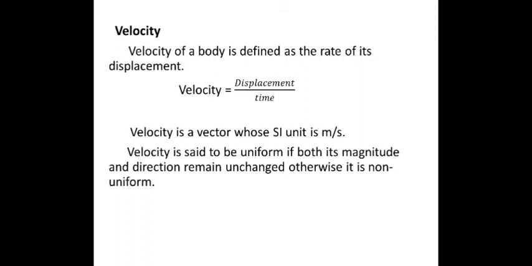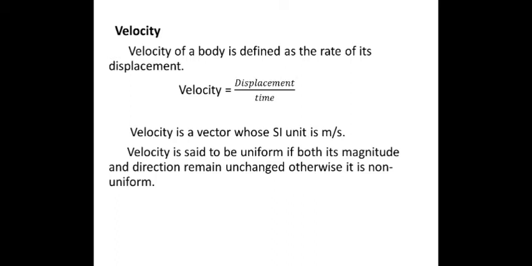And velocity is said to be uniform if both its magnitude and direction remain unchanged. If both magnitude and direction of velocity remain the same, then you get uniform velocity. Otherwise you will get non-uniform velocity.